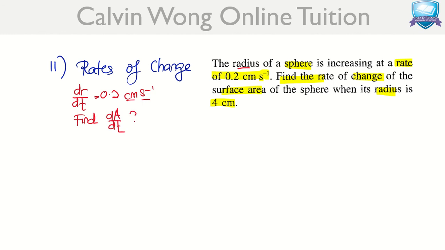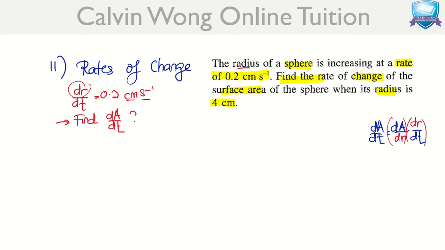So here you need to know this formula: dA/dt is dA/dr times dr/dt. Split them just like a normal fraction. So what do you want to put in here? I will put in dr. Why? Because I have the dr/dt, but I don't have dA/dr. So first, before I do this question, I want to find dA/dr.